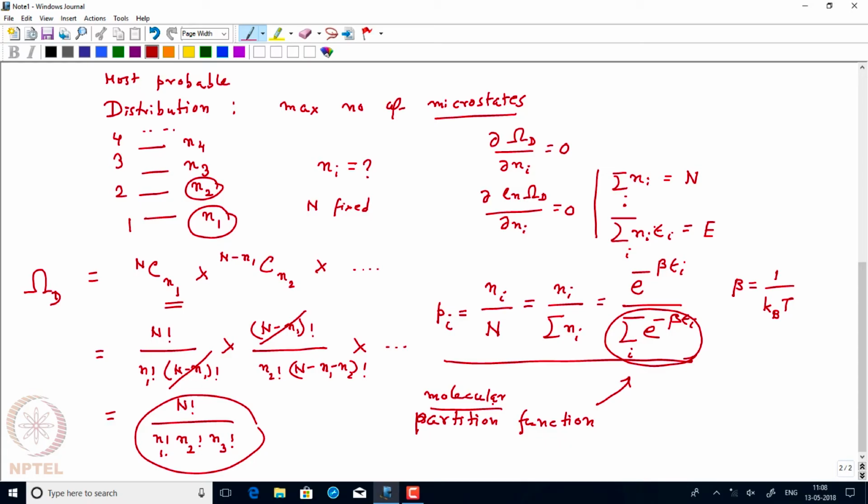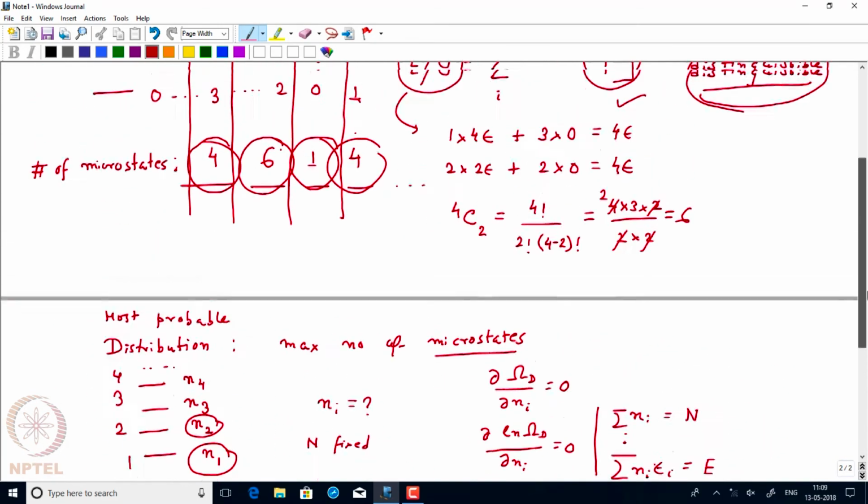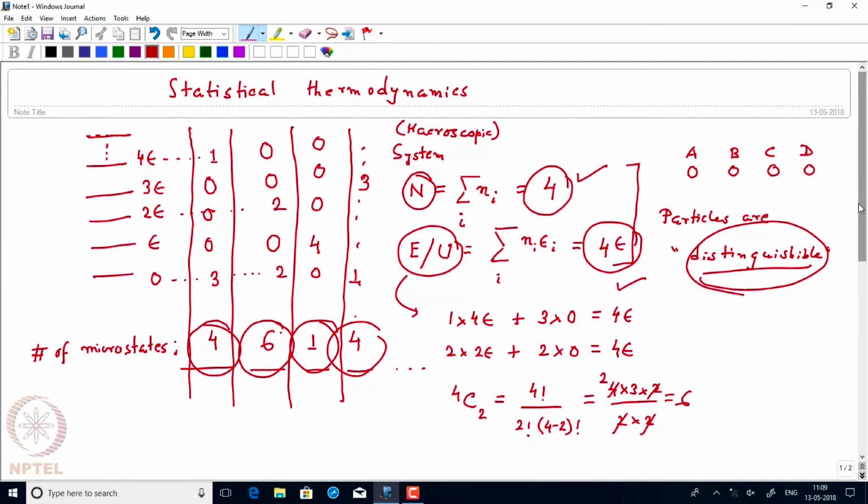If I measure it at a different time, the system can have a different microstate. If we go back to our previous discussion, suppose I have this system composed of 4 particles A, B, C, D, which are distinguishable, and the total number of particles is n, and the total energy is E or U.